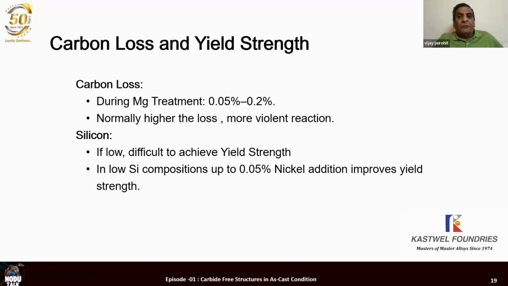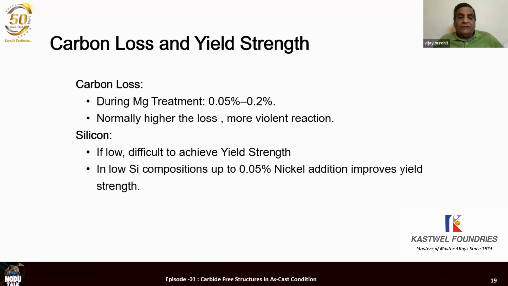So, carbon loss. Most people don't know how much the carbon loss is. The carbon gets lost during the magnesium treatment. When the magnesium treatment is very violent, the carbon loss is more. And when the magnesium treatment is a very small quantity, the carbon loss is also more. And the silicon, if it is low, it is difficult to achieve yield strength.